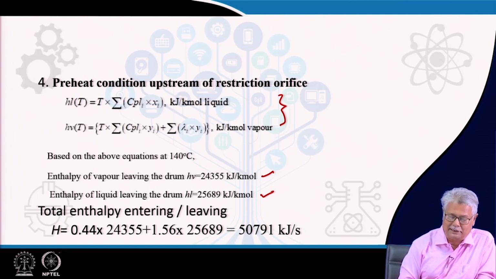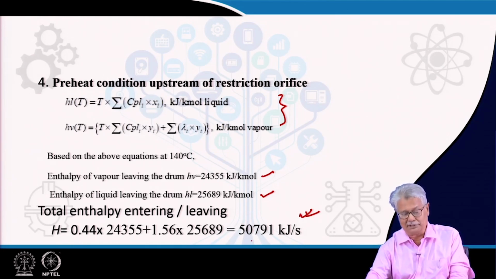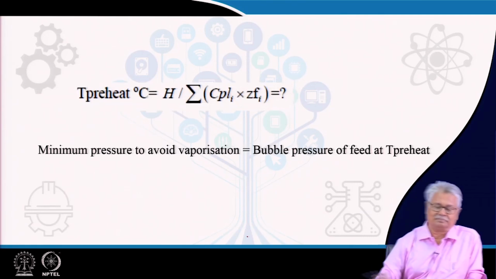The total basically is the sum multiplied by the individual mass flow rates. So, natural mass molar flow rates. So, this gives us the rate at which the enthalpy leaves this particular system. In other words, we also know this amount of energy has to enter the system as well. Enthalpy has to enter the system by preheating.